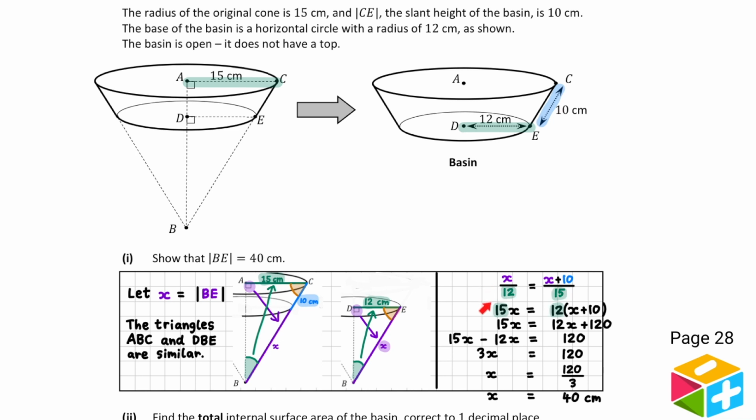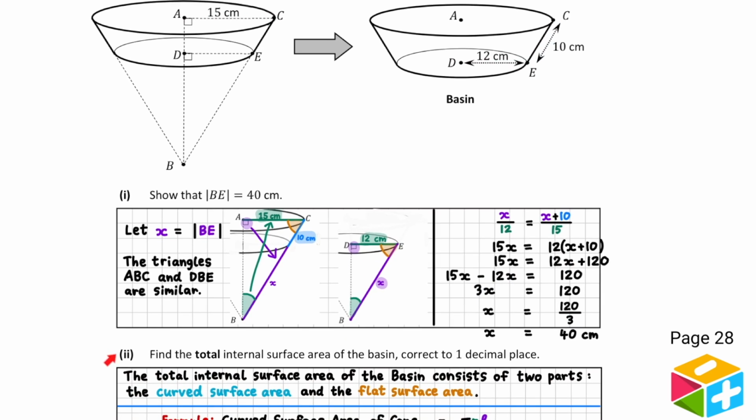To begin, we can multiply both sides by 15 times 12. Then we can multiply the brackets on the right. 12 by x is 12x, and 12 by 10 is 120. As the next step, we can group our x terms together by subtracting 12x from both sides. 15x minus 12x simplifies to 3x. And as the final step, we can get rid of the multiplication of 3 by dividing both sides by 3. When we perform the calculation, we see that x is equal to 40 centimeters.